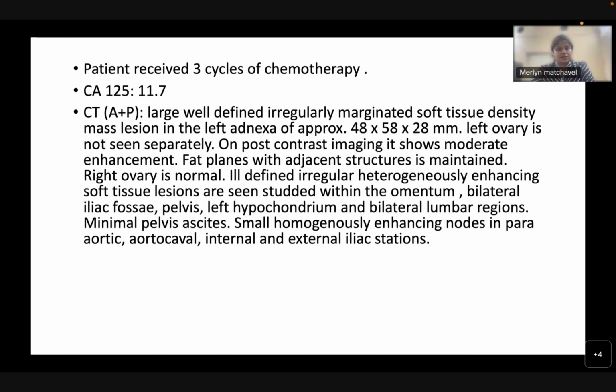So we did a CT scan. We repeated the imaging, in which the lesion had significantly decreased in size. It was now a large, well-defined, irregularly marginated soft tissue density mass in the left adnexa of approximately 4 by 5 centimeters. The left ovary was not seen separately. On post-contrast imaging, it showed moderate enhancement. The fat planes with the adjacent structures are maintained. The right ovary is normal. There were ill-defined, irregular, heterogeneously enhancing soft tissue lesions within the omentum, bilateral iliac fossa, pelvis, left hypochondrium, and bilateral lumbar regions. There was minimal pelvic ascites, and there were few small enhancing nodes in the para-aortic, aortocaval, internal, and external iliac stations.